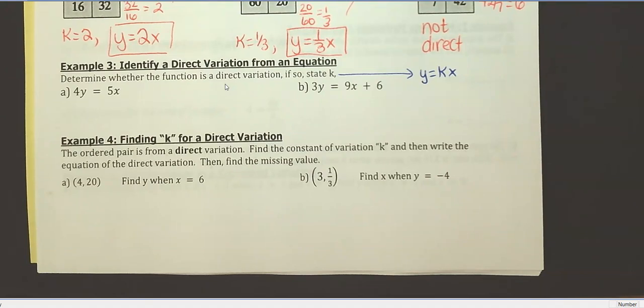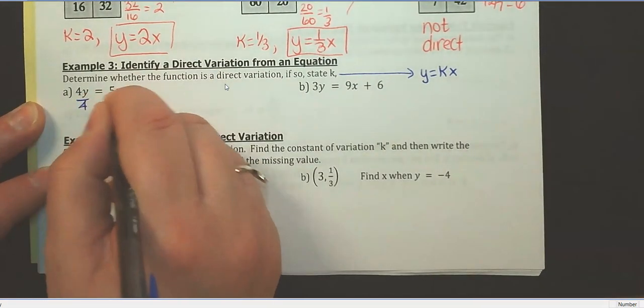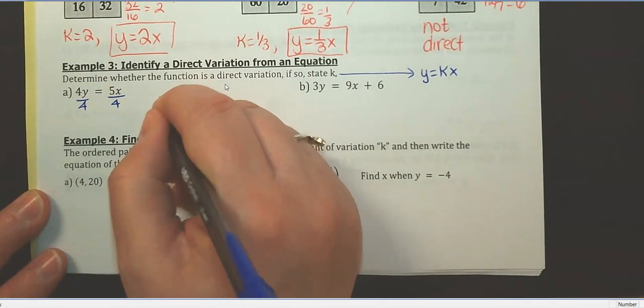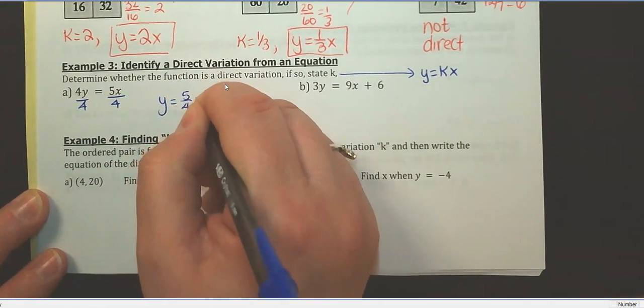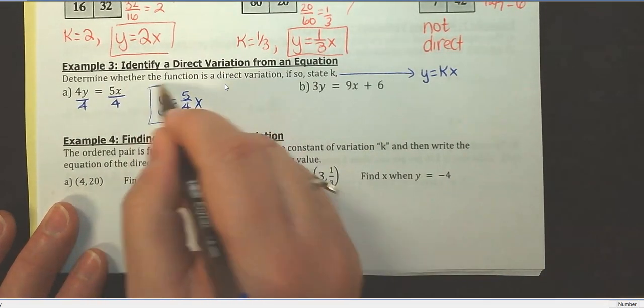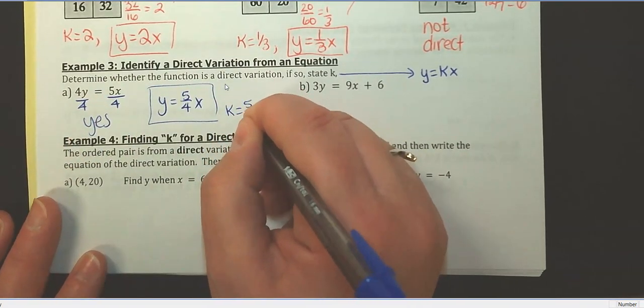You got 4y equals 5x. Yeah, just get y alone. If you do that and it's just something times x, then you're good. Just divide by 4 real quick. That's not adding or subtracting anything to the side. It would just be y equals 5/4 x. That's direct. It's just y equals some number times x. This would be for sure, yes. And the k value would be the 5/4.